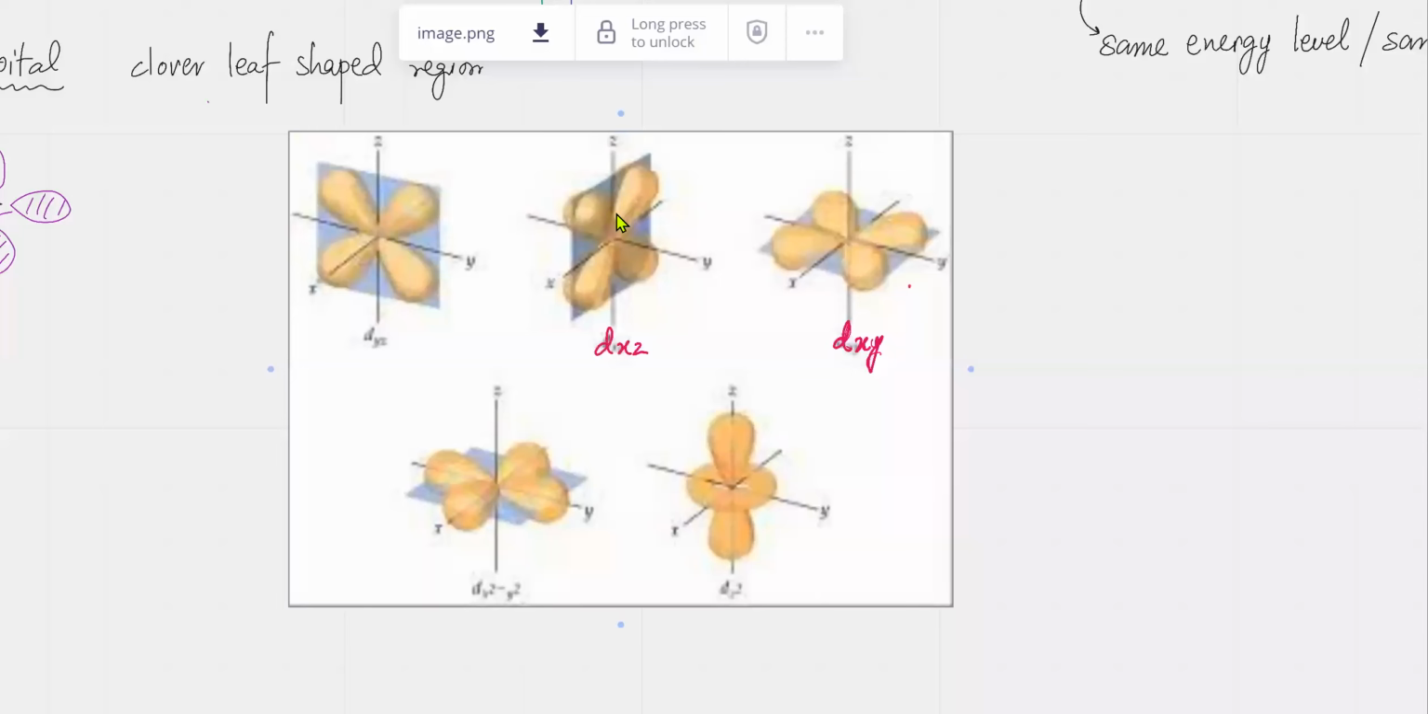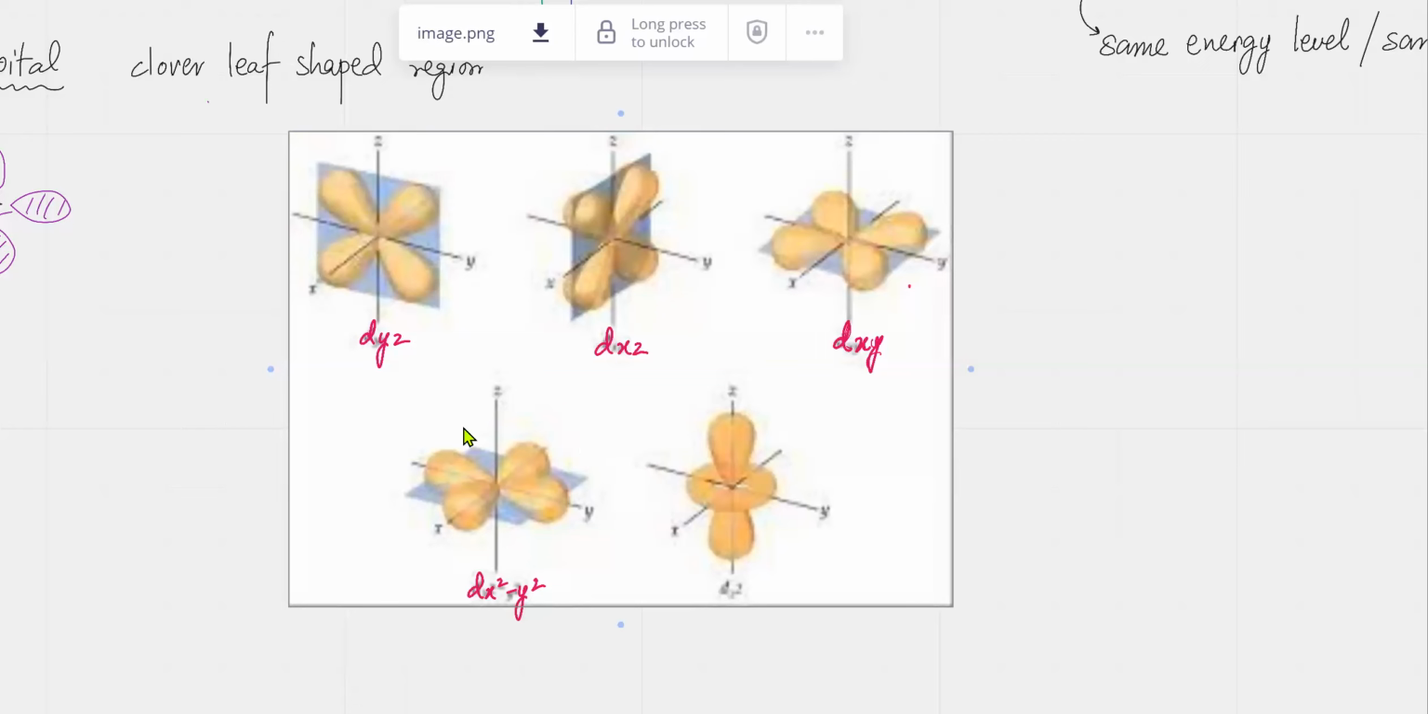because it lies in the xz plane. The electron density, or the place where you're able to find the electron, is between the x and the z axis. This one is known as the dyz orbital. And then you have this one, which is known as the x square minus y square. Remember, these are just names. So that's known as the x square minus y square orbital. What that simply means is that the electron density is lying on the x-axis and the y-axis.